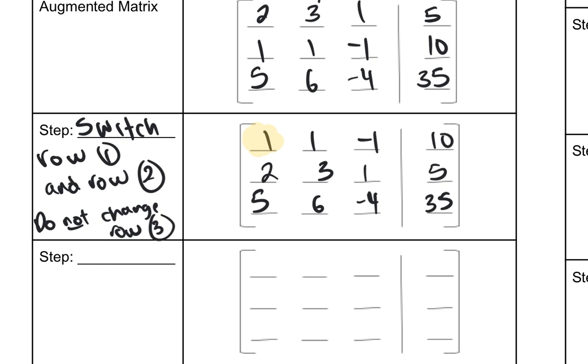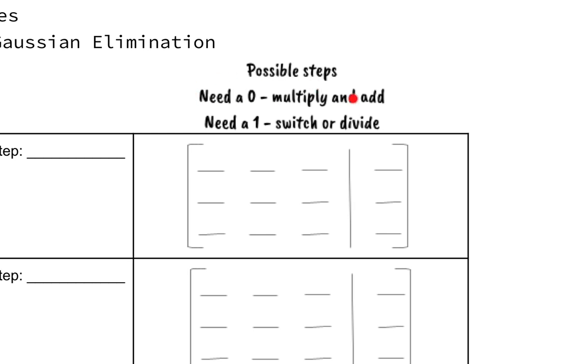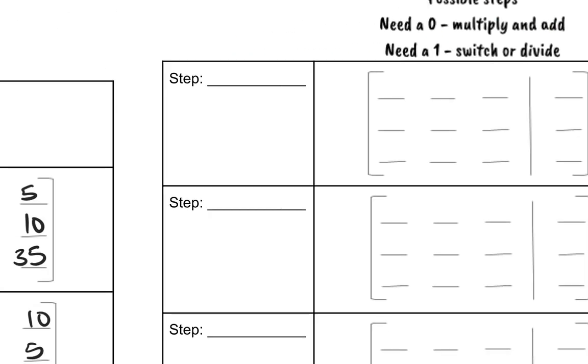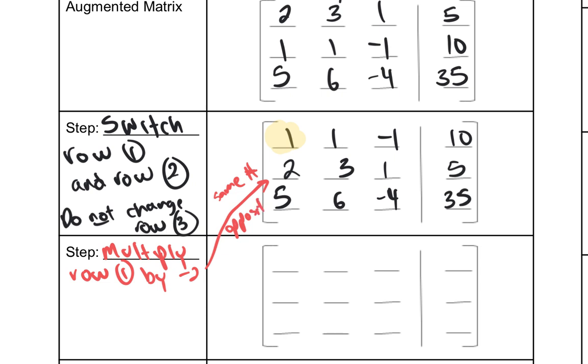Now I need to focus on my other numbers, these numbers here. After the 1, I need a 0. So if you need a 0, I multiply and add. I have to do both, multiply and add. So here's how we do that step. I am going to multiply row 1 by -2. I got -2 because I need it to be the same number, opposite sign of what I'm trying to get rid of.